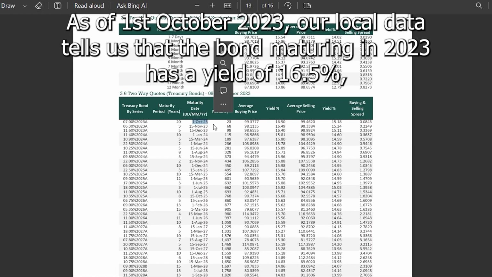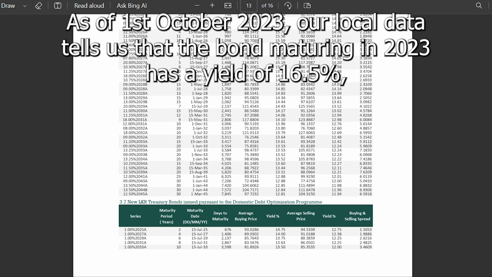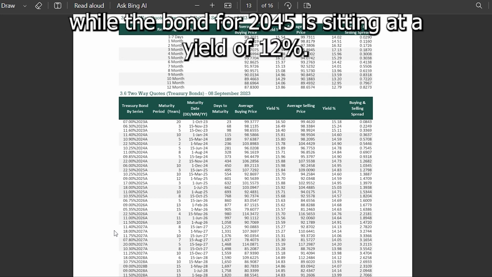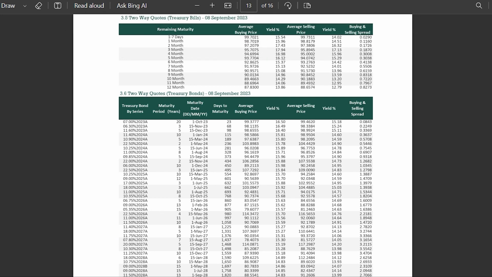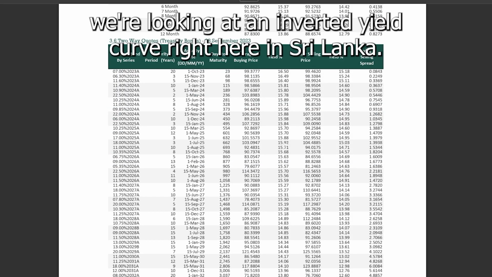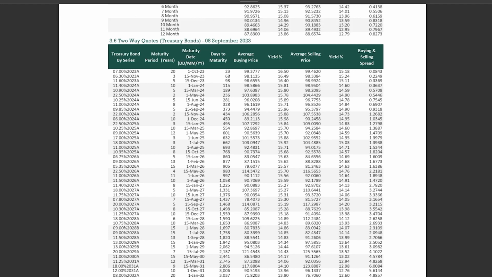Now, let's bring it home. As of October 1, 2023, our local data tells us that the bond maturing in 2023 has a yield of 16.5%, while the bond for 2045 is sitting at a yield of 12%. Seeing this, you can already guess, we're looking at an inverted yield curve right here in Sri Lanka.